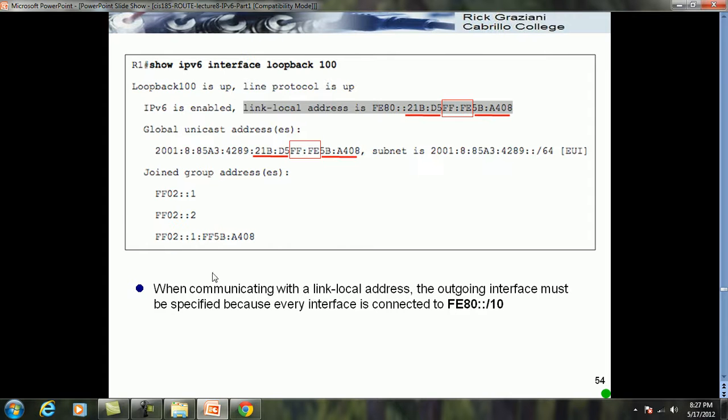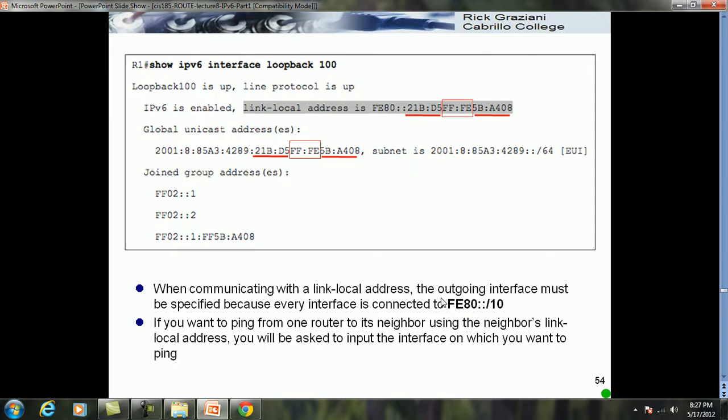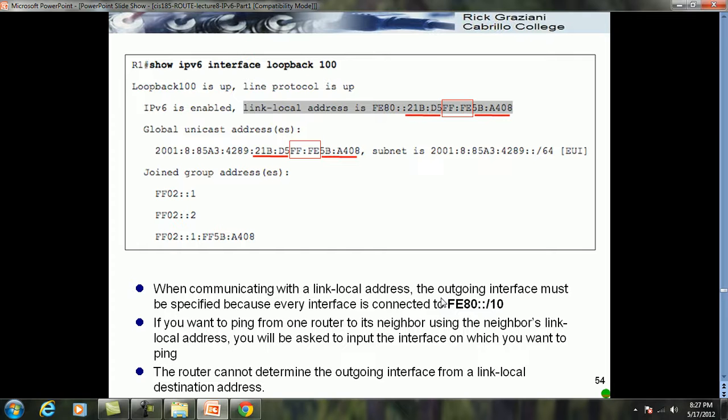When communicating with a link local address, the outgoing interface must be specified, because every interface is connected to FE80. So when communicating, you should give the outgoing interface. If you want to ping from one router to its neighbor router using the neighbor link local address, you'll be asked to put the interface on which you want to ping. So you'll give the interface name, because the link local address might be the same, correct?